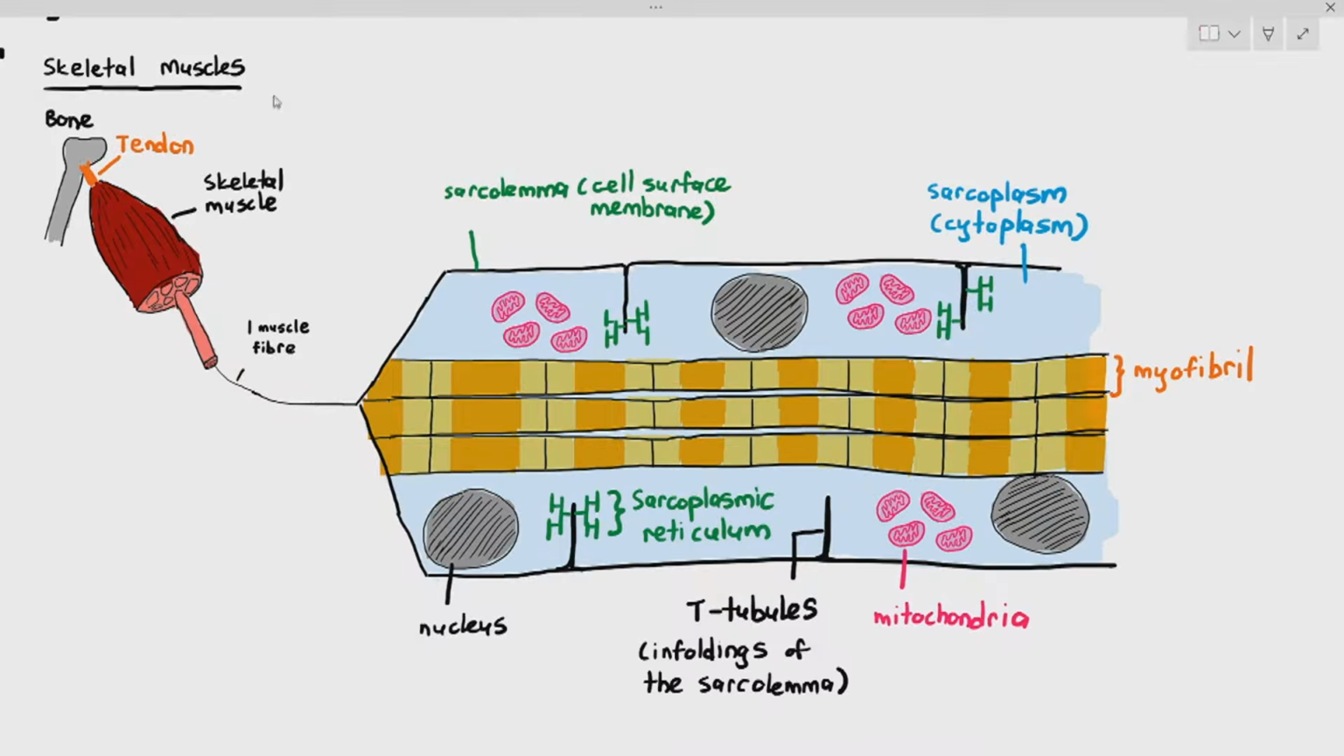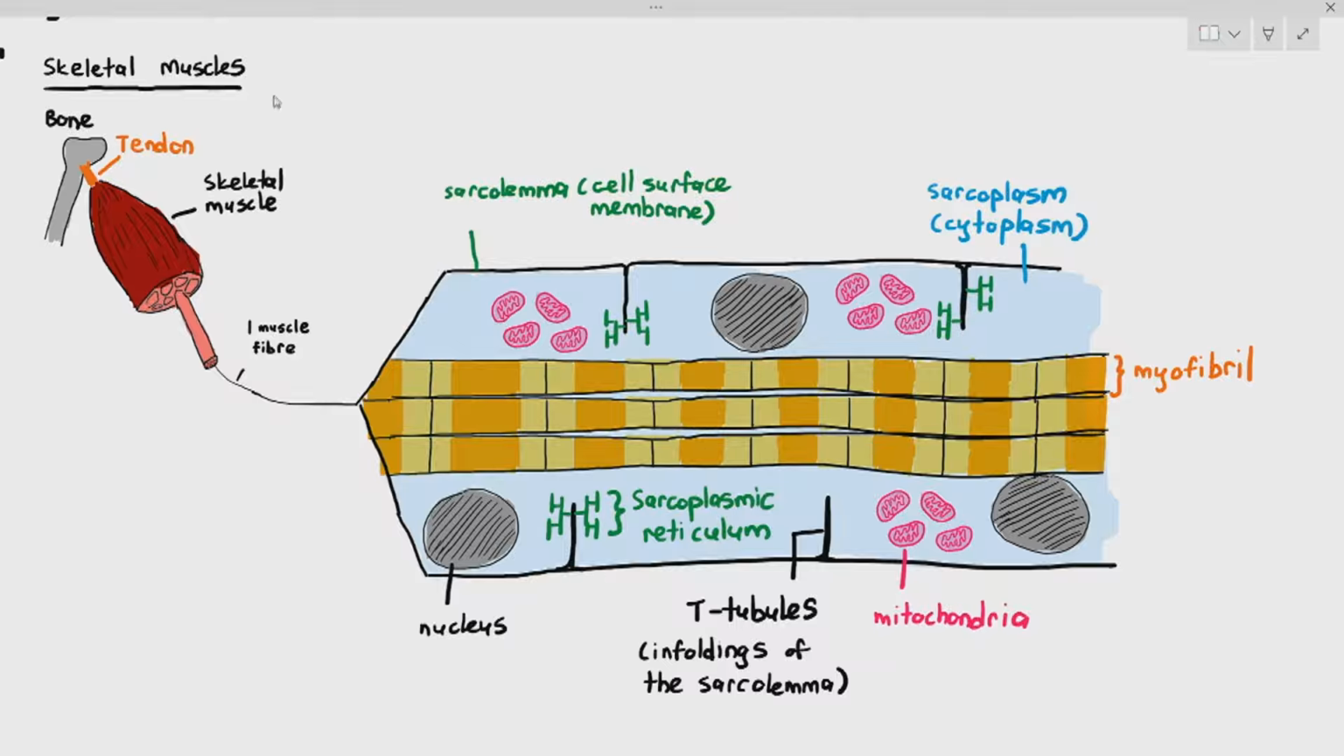So this is a generalized structure of the muscle fiber. You can see the sarcolemma, sarcoplasm, the mitochondria, nucleus, those you understand. The new structures that you have to know are the T-tubules, sarcoplasmic reticulum, and the myofibril. Okay.